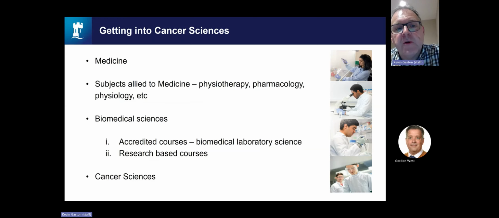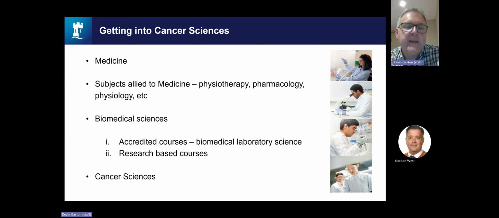Personally, I wouldn't find it interesting, because I'm more interested in research and finding out about what the causes of cancer are and how we can develop new treatments. So I'm more interested in the research-based biomedical sciences courses. And these are courses which are training people more, for example, to do PhDs, or to go into medicine as graduate entry medicine. So with biomedical sciences, all I would say is, if you're looking at that, be careful which courses you look at, because you've got to choose the right course. If you want to work in a hospital laboratory, then you need an accredited course. If you want to do research, then you can do either an accredited course or a research-based course.